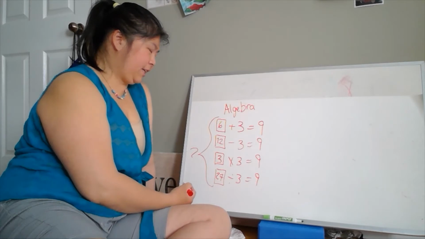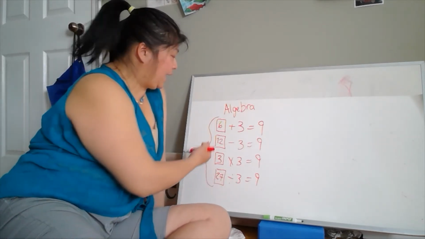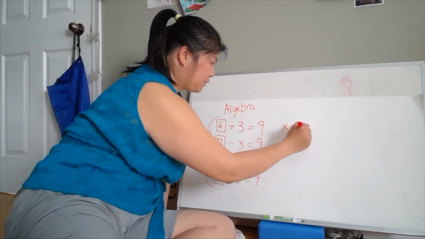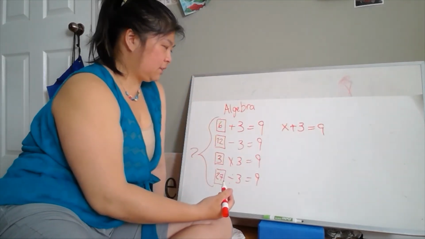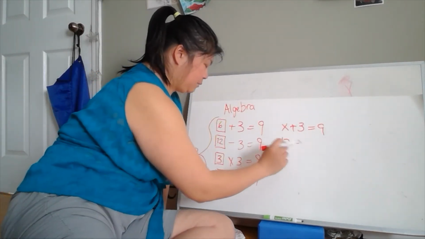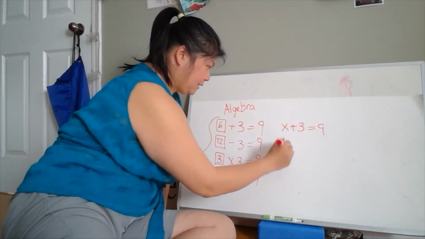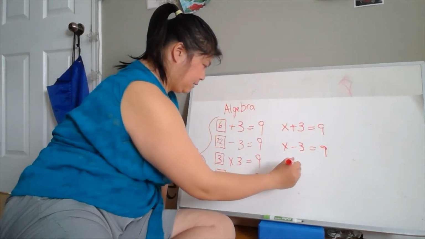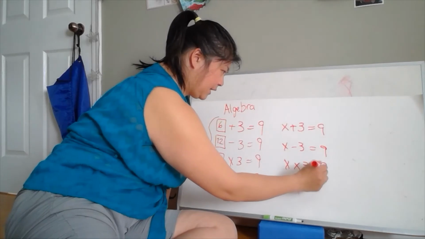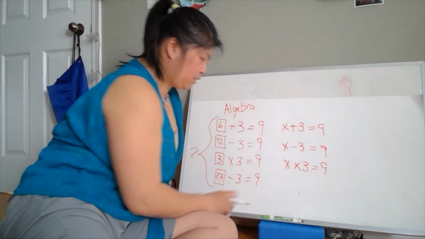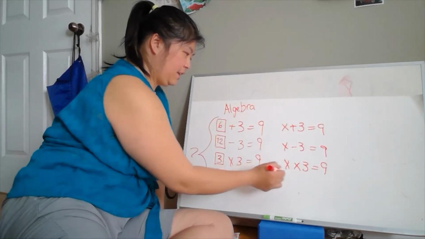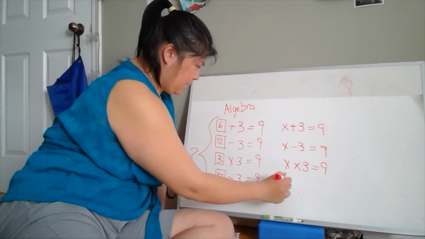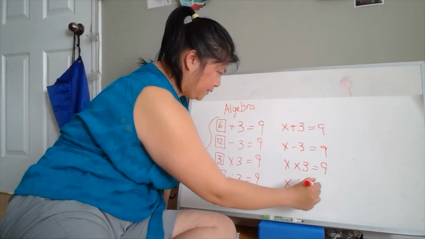They're all different, right? With algebra, you're actually just writing it in a different way. So usually we use the letter x. So x plus 3 equals 9. x minus 3 equals 9. Or you have x times 3 equals 9. Now that gets confusing when you have x times 3, because you have the letter there to represent another unknown number. Or then you have x divided by 3 equals 9.